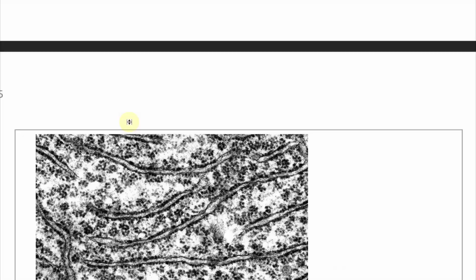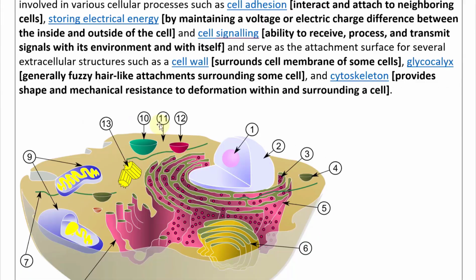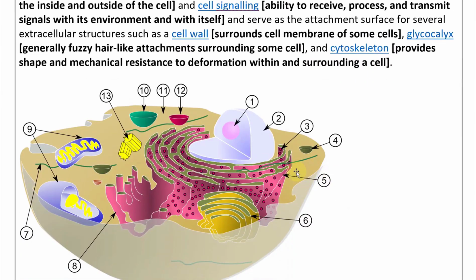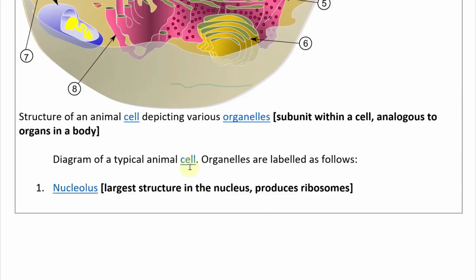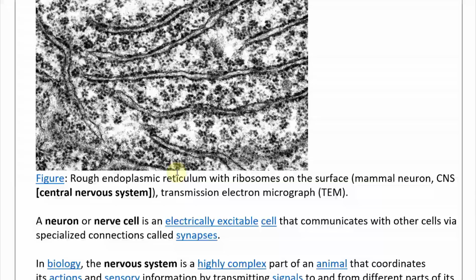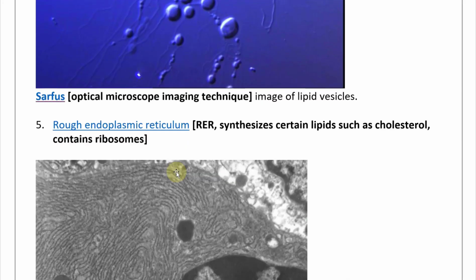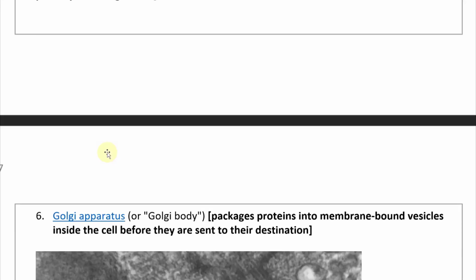Let's go back up to that image to show it again. So this is the rough endoplasmic reticulum, this purplish reddish area over here. And then it contains the ribosomes. Just fascinating stuff. Let's continue going further. And yeah, so this produces certain lipids such as cholesterol. Continue further, and number 6.